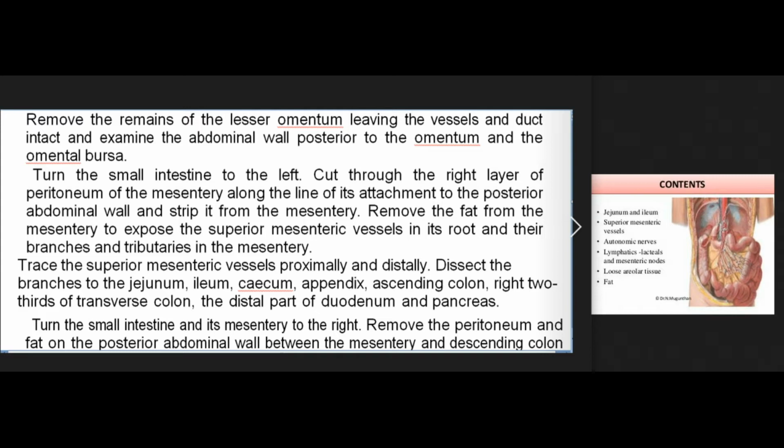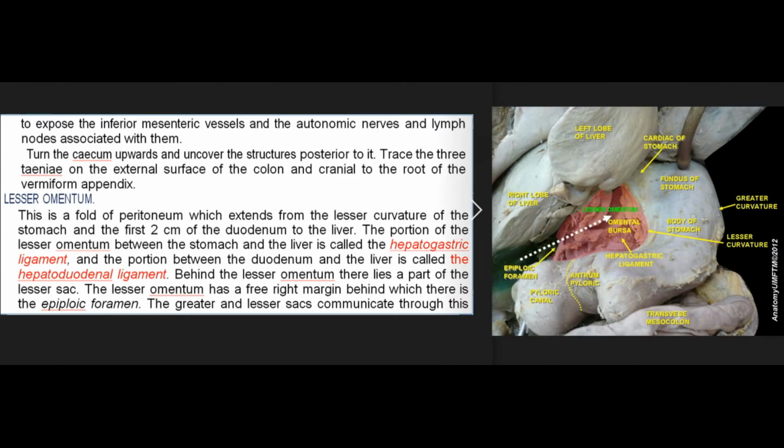Remove the peritoneum and fat on the posterior abdominal wall between the mesentery and descending colon to expose the inferior mesenteric vessels and the autonomic nerves and lymph nodes associated with them. Turn the cecum upwards and uncover the structures posterior to it. Trace the 3 taeniae on the external surface of the colon and cranial to the root of the vermiform appendix.